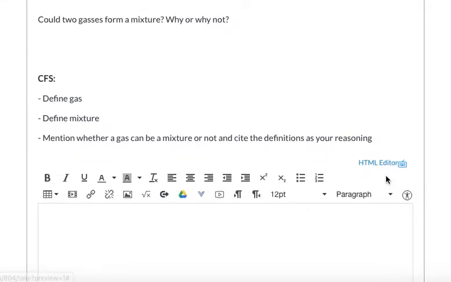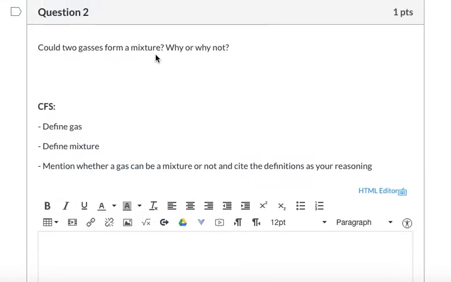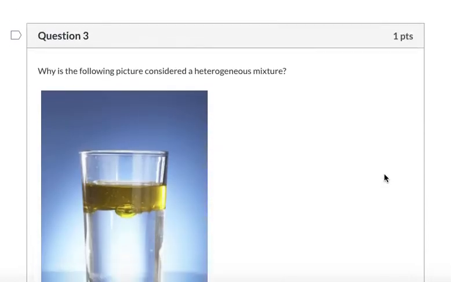Question number 2. Could two gases form a mixture? Why or why not? Criteria for success. Define gas, define mixture, mention whether a gas can be a mixture or not, and cite the definitions as your reasoning.